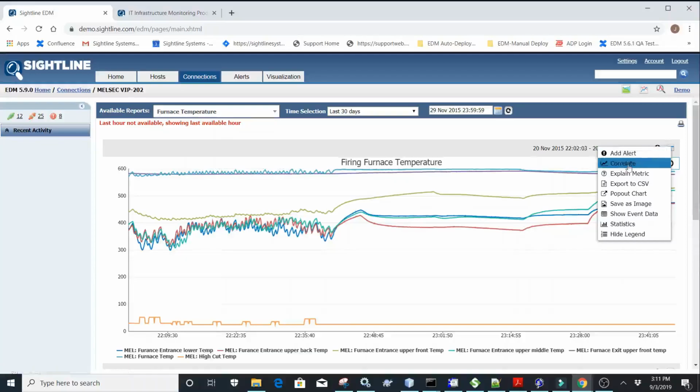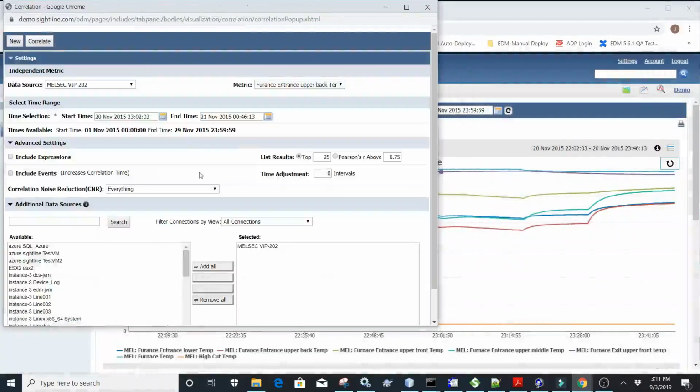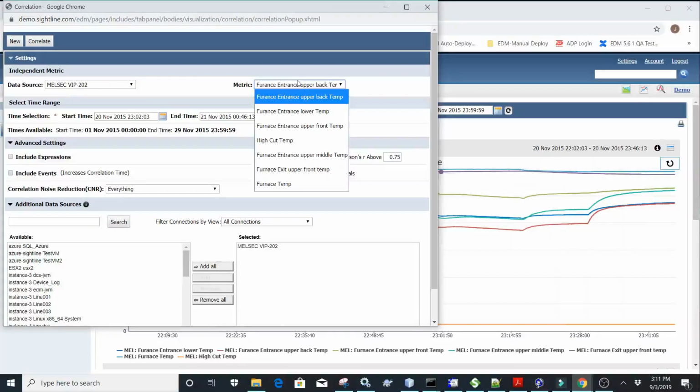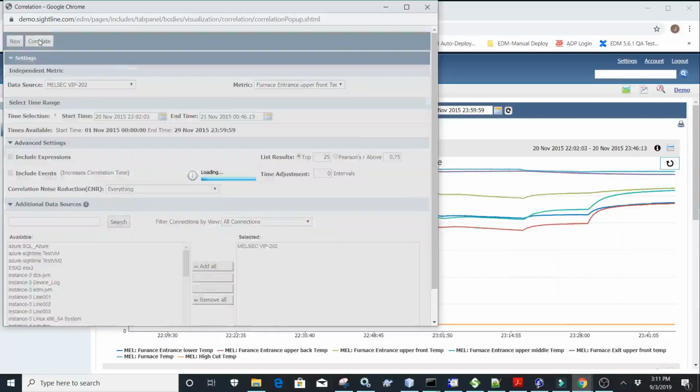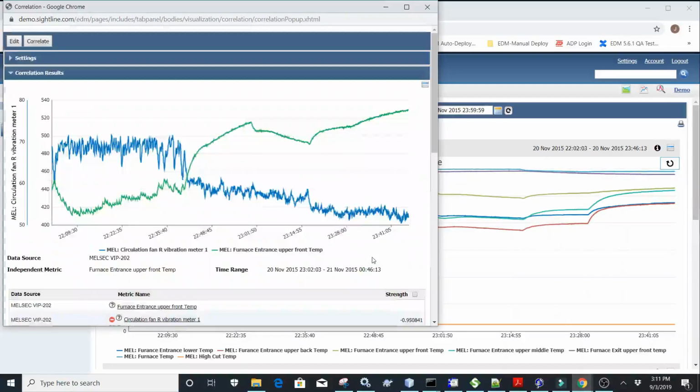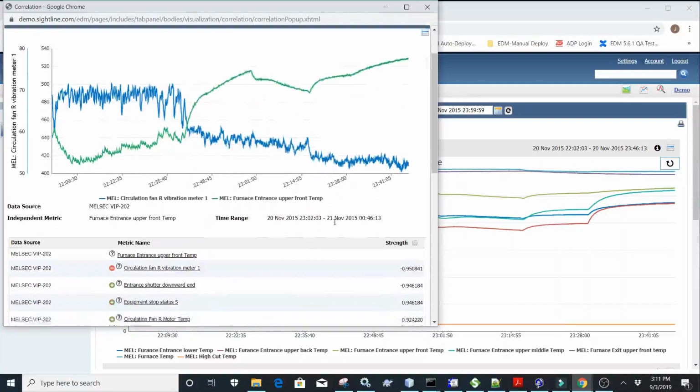I'm going to use my correlation feature, and we're going to use this data source, my MELSEC equipment. I think that the temperature right here, this upper front temp, is the one that's anomalous, so I'm going to correlate off of that. I'm not going to add any other equipment. I'm just going to utilize this one, and now I'm going to correlate. I'm going to see, are there any other metrics, any other gauges, any other pieces of equipment within this furnace that are correlating with this temperature.